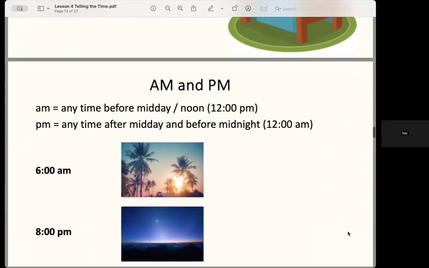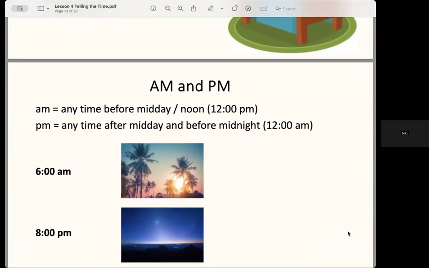So, here we have AM and PM. I'm not sure where you wanted, do you want me to still keep going, Jade? Oh, yeah, okay. Yeah, because you told me when you're ready to cut in. Okay. So, here we have, oh, sorry, yes, I can see it's page 13.